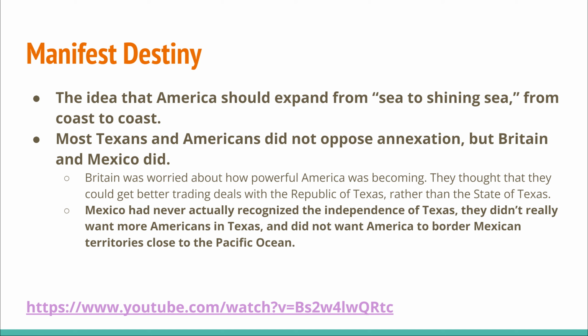And then Mexico had a lot of issues with this. Mexico was already cautious and worried about the United States and its rapid expansion of territory with things like the Louisiana Purchase about 50 years earlier. So they did not like the idea of the United States getting closer to their border. Also, after the Texas Revolution, Mexico had never recognized the independence of Texas. They did not want more Americans in Texas, they didn't want the border to be closer to Mexico, and they did not like Texas becoming a state.